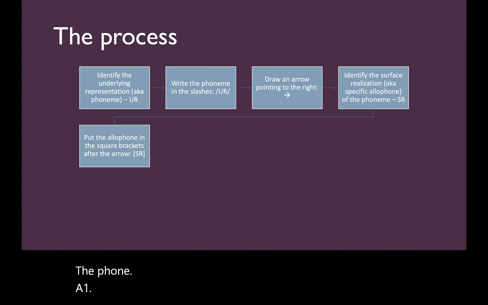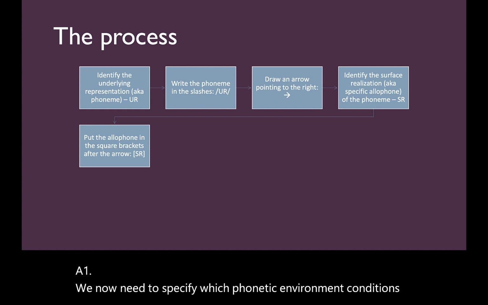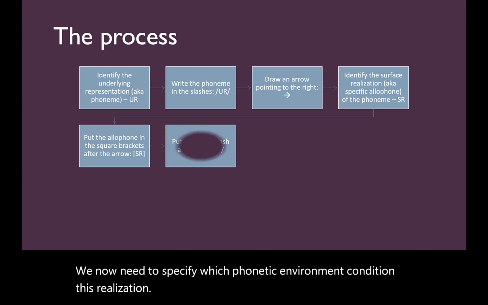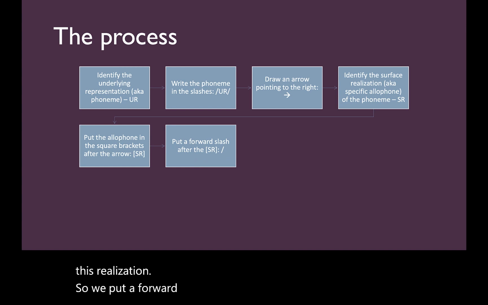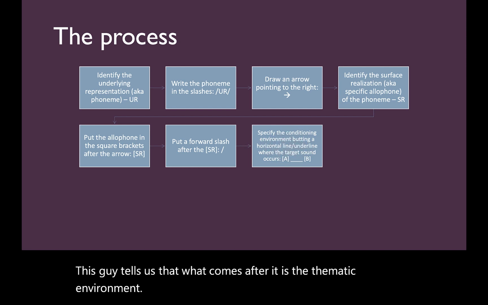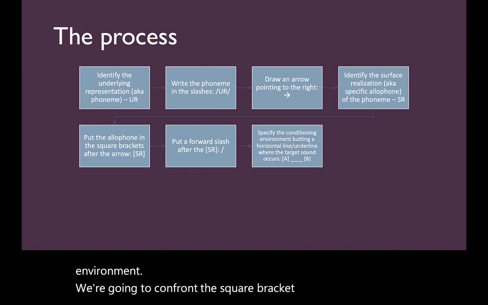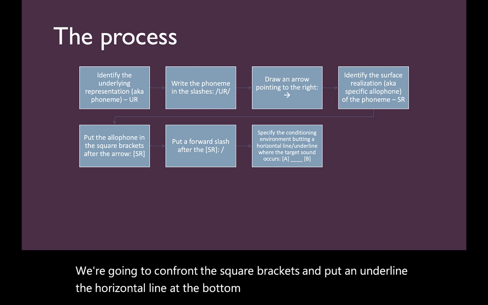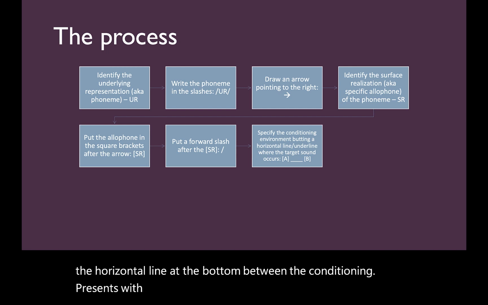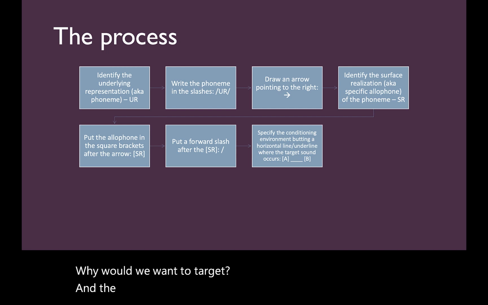We now need to specify which phonetic environment conditions this realization. So we put a forward slash. This slash tells us that what comes after it is the phonetic environment. We write this environment in square brackets and put an underline, a horizontal line at the bottom, between the conditioning sounds. The line represents the target sound, and the specifications on both sides the conditioning environment.